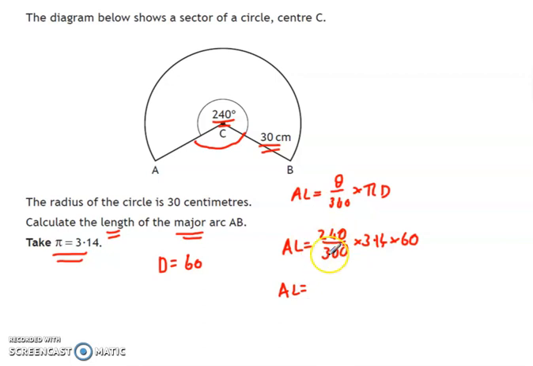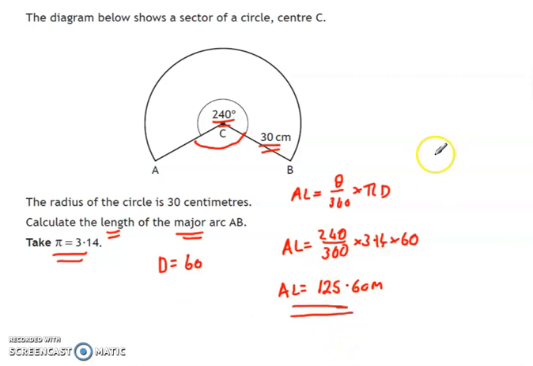Once we do all the calculations, so 240 over 360 is the equivalent of 2/3. 2/3 of 60 is 40. We then do 40 times 3.14. Once you calculate all of that, you get 125.6 centimetres. So there's our arc length right there, 125.6 centimetres.